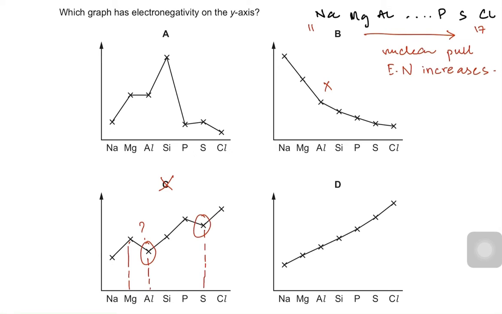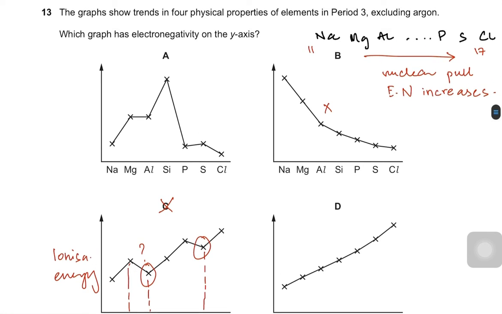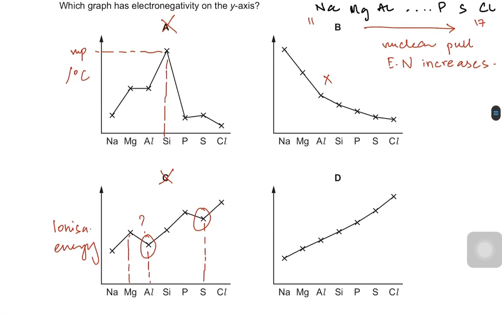By the way, if you remember, aluminium and sulfur show a drop in ionization energies. So option C is actually a graph of ionization energy, where you can see that it's decreasing. Option A has the highest value for silicon. Silicon has the highest melting point. So the graph option A is melting point. Only option D is increasing gradually without a bump. So option D is the right answer here, because that is the electronegativity value gradually increasing from sodium. So option D is a good answer.